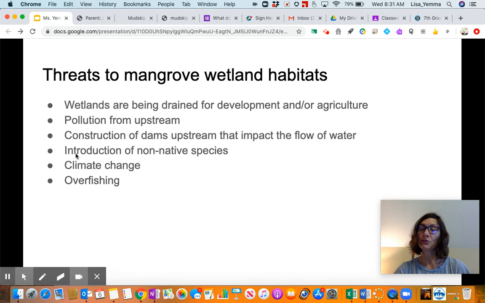Climate change. As our temperature changes, as our weather patterns change, as climate warms our oceans and changes the pH, that is definitely affecting my mangrove wetlands. And then, of course, overfishing. If I go in and I take too much out, then that balance gets upset. And that's a big thing in the ecosystem.